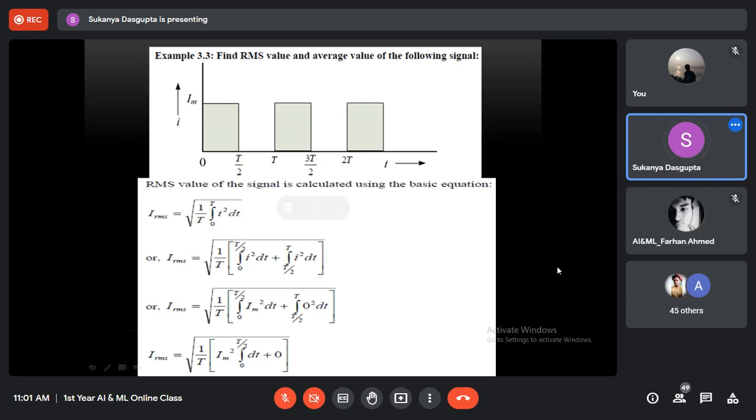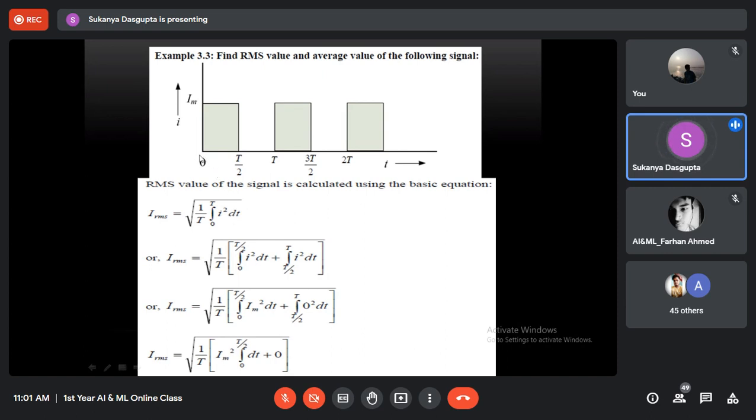Capital T is the full time period and capital T by 2 is the half time period. How to calculate IRMS for a periodic signal? It is just equal to the square root of 1 by T integral 0 to T of the square of the AC quantity into dt. Here the AC quantity is I, small I. It's the current waveform, so we'll consider I square.